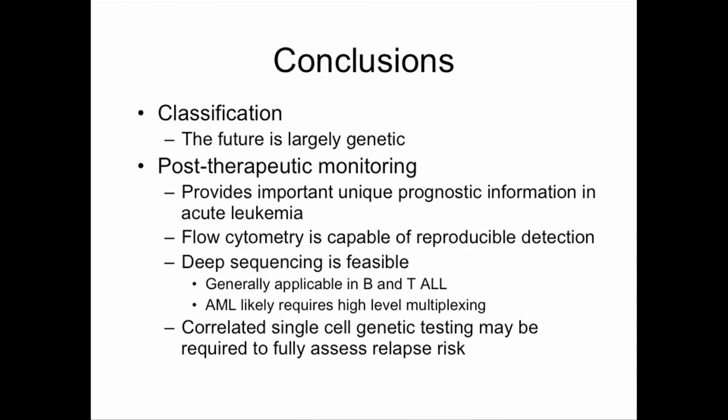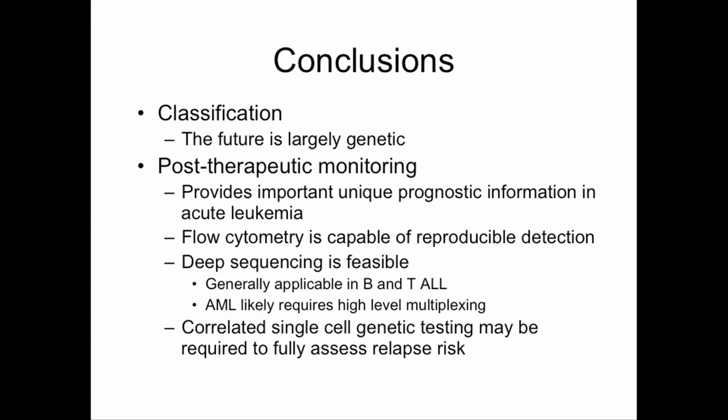So in conclusion, what we'd like to say is that classification of these leukemias is largely genetic. Post-therapeutic monitoring is an important, unique prognostic indicator in patients with acute leukemia. It's now widely used in clinical trial development as well as increasingly in clinical practice. Flow cytometry can do this. It's capable of this detection, but there's a lot of heterogeneity in terms of how it's used out in the community. Deep sequencing is feasible and perhaps will be ultimately easier to disseminate as a reproducible technology.